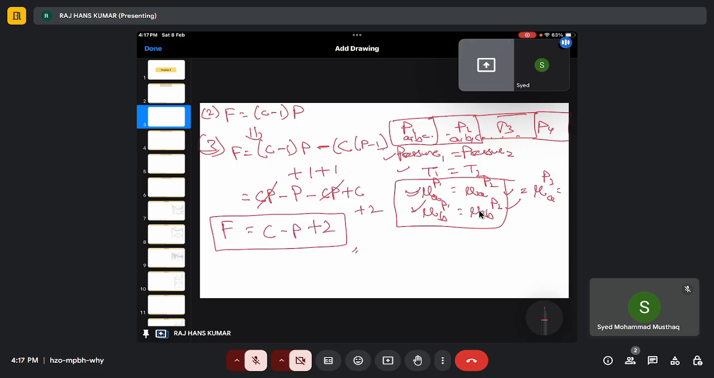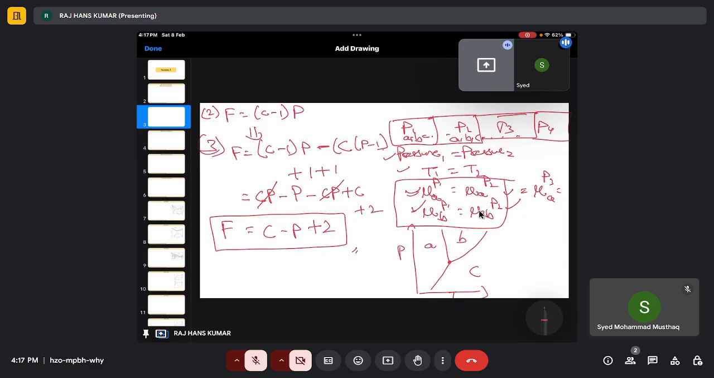This is how the Gibbs phase rule equation is given, right? Now let me give an example. For example, if this is my phase diagram of water, it is not exact, but please bear with me. So this is my pressure, this is my temperature, and there are three different phases: A, B, C. Now, what is my degrees of freedom at this triple point?